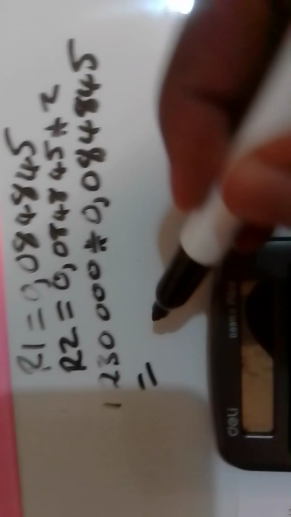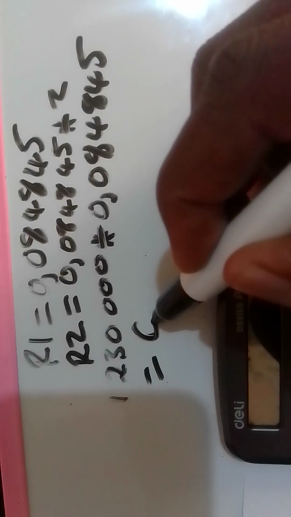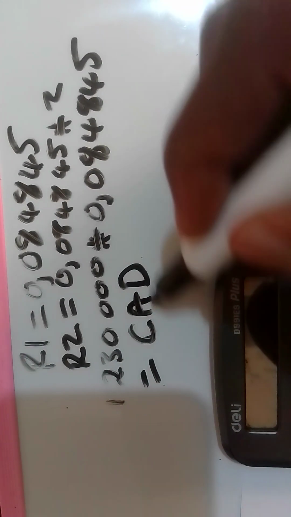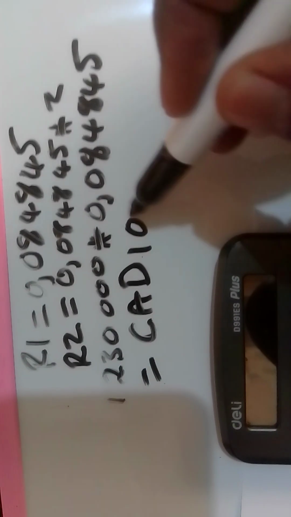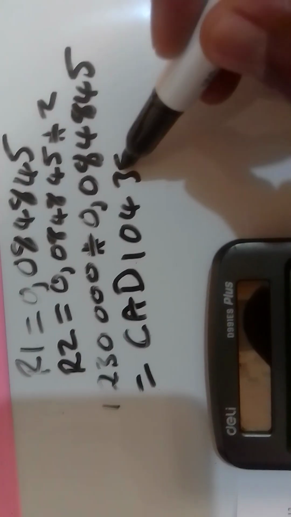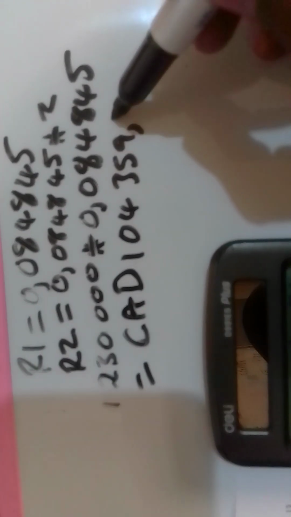It will be a centime. So Canadian dollar, CAD, 104,359.35. That is the amount you would have invested in buying the shares with the 1,230,000 rands. And just like that, we are done. That's how you convert it. All right. We go to the next question.